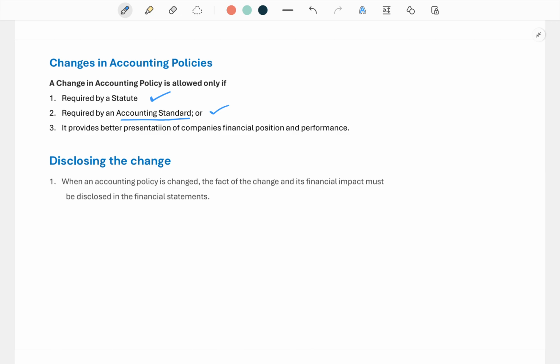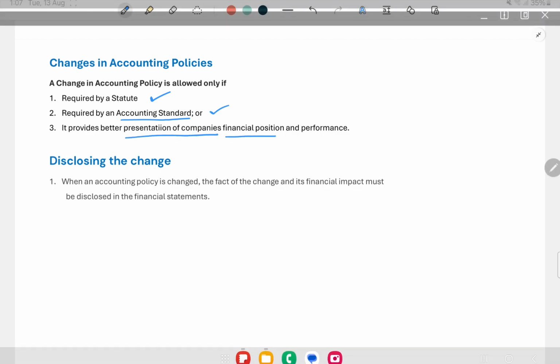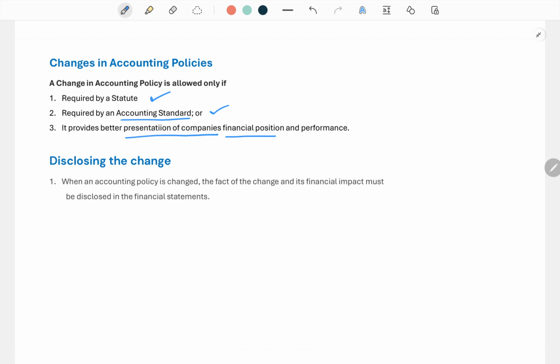And finally, the third one, for providing better presentation of the company's financial position and performance. Because if I change an accounting policy, I will be able to give better disclosures to my users. That situation also the company can choose to change an accounting policy. As I said, whenever there is a change, the company needs to disclose that there is a change and the amount also we need to disclose. Right? When an accounting policy is changed, the fact of the change and the financial impact must be disclosed.